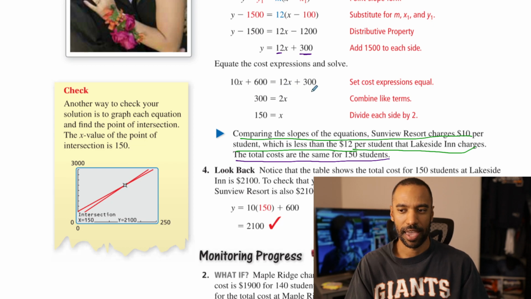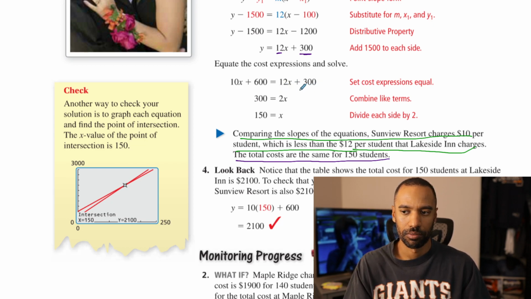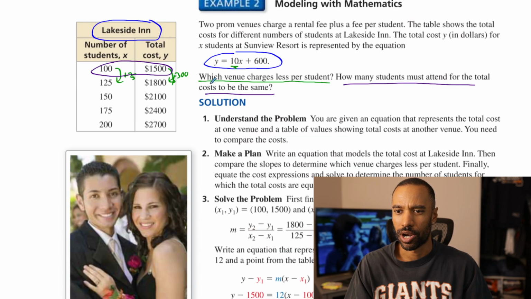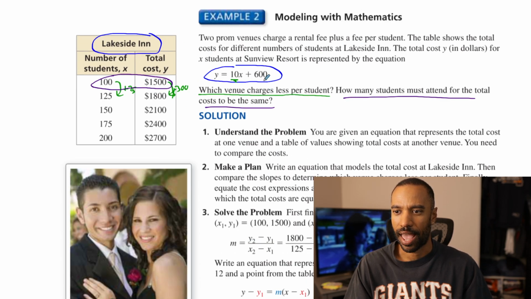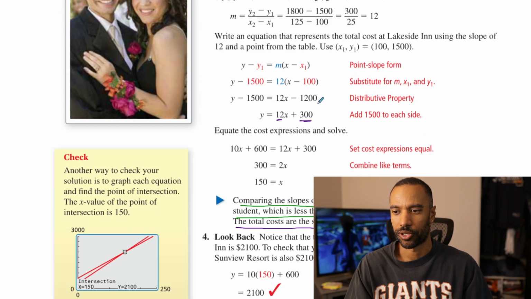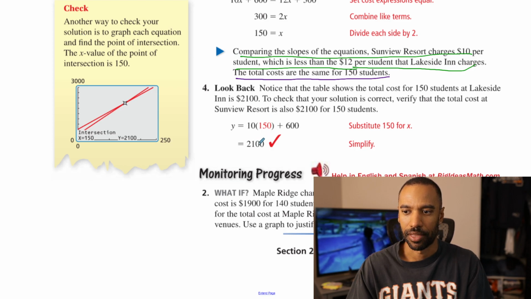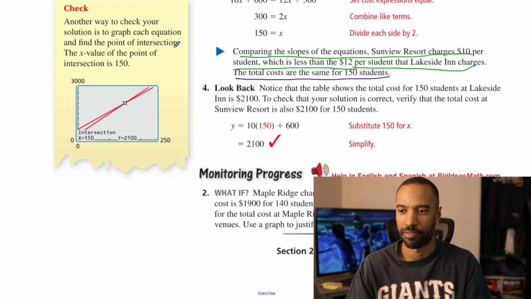Before that, you're probably paying less at Sunset Resort or whatever it's called. And then, at Lakeside Inn. And then afterward, you're paying less at Sunview Resort. Okay. Now the cost would have been $2,100 for each of them if they asked that.